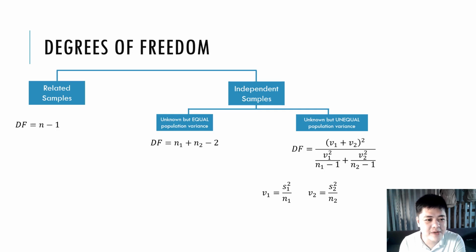And for the degrees of freedom, just in case you're going to use the t table, for related samples, it's just n minus 1. For independent samples, assuming equal population variance, it's n sub 1 plus n sub 2 minus 2. However, for unequal variance, you have this formula for the degrees of freedom. So basically, this is the reason why, in most cases, we'll just be assuming equal variance. And actually, there's a way to determine a rough rule of thumb if we're going to assume equal population variance, which I will tell you later kapag nag-example na tayo.